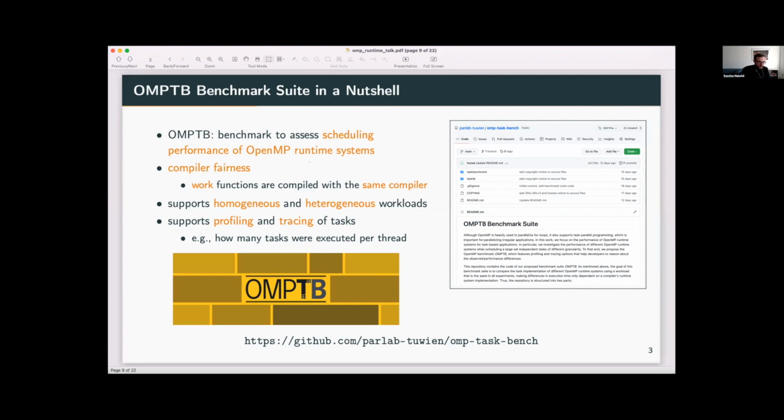And we support homogeneous and heterogeneous workloads. And what is also unique to this one, we also have profiling and tracing functionality in there. So with profiling, you often would like to know if you have a lot of threads, how many tasks were actually executed per thread in order to know whether it's load balanced or not.